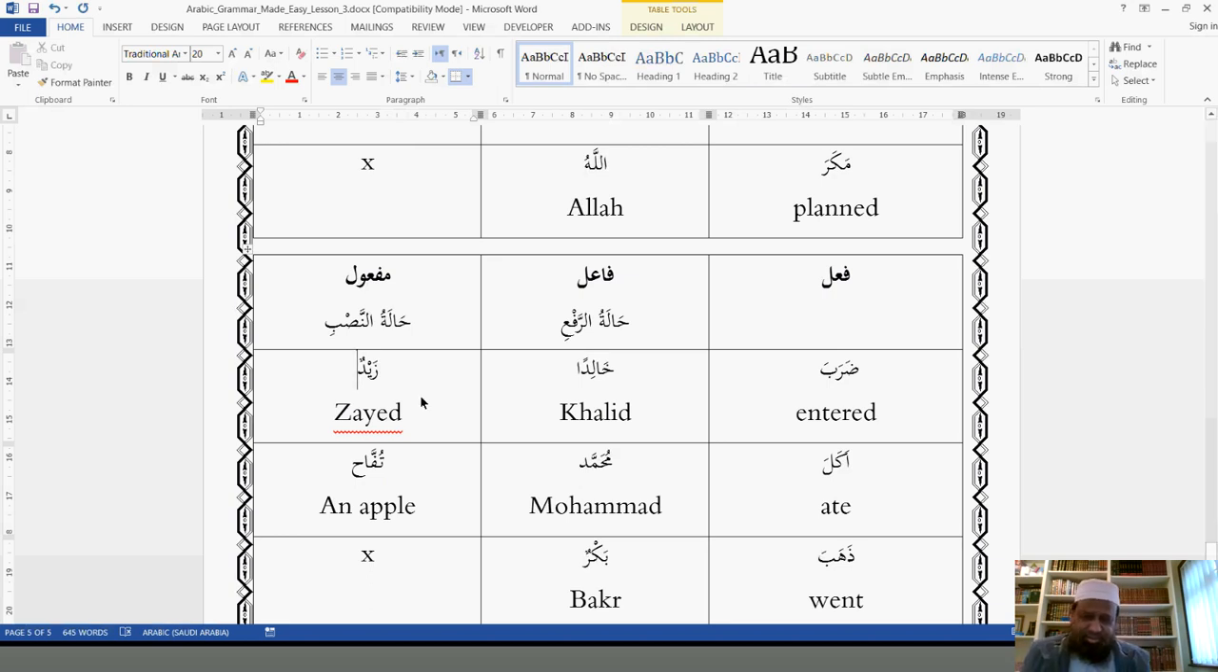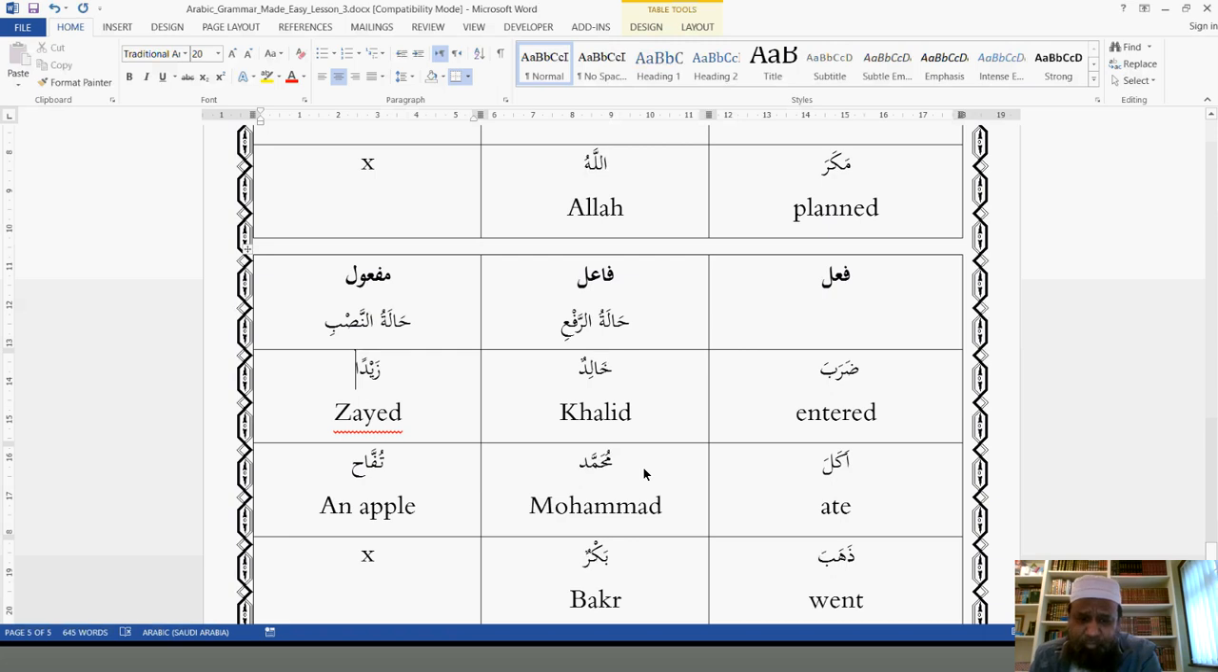Fa'il and maf'ul can change their position. They can come before or after, it doesn't matter. There's only that the fa'il has to be after the verb. It doesn't matter whether it is straight away or after a few words, it has to be after it. The normal way is straight after it.